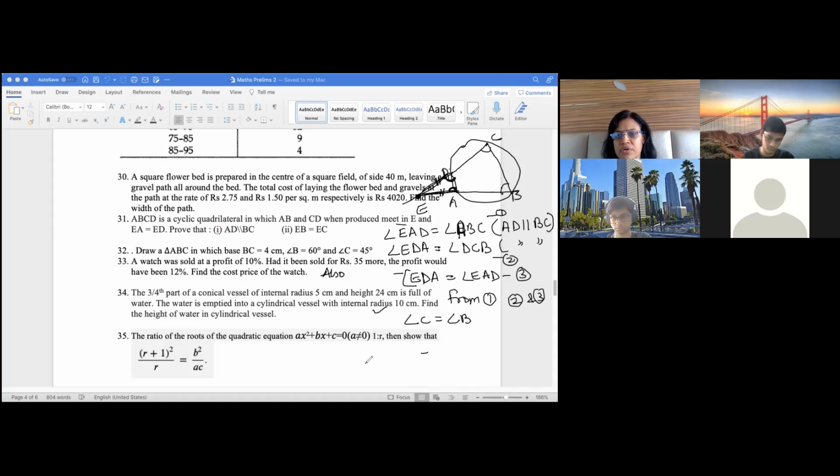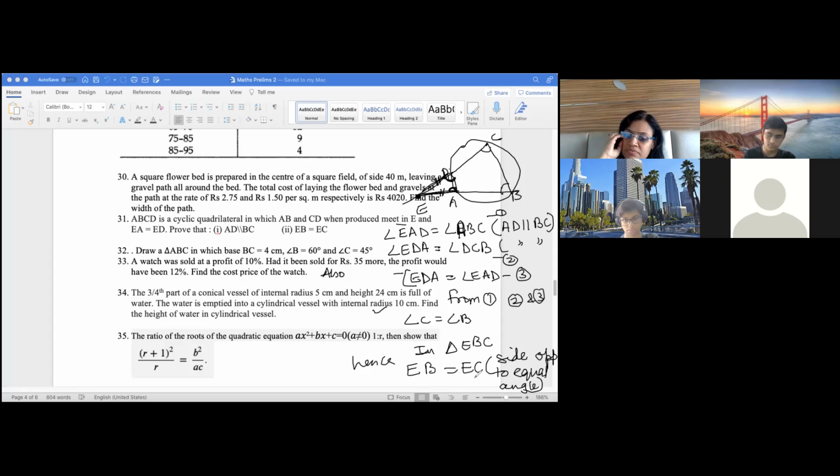Hence in triangle EBC, EB is equal to EC. Why? Side opposite to equal angle. ठीक है? Understood? Yes.